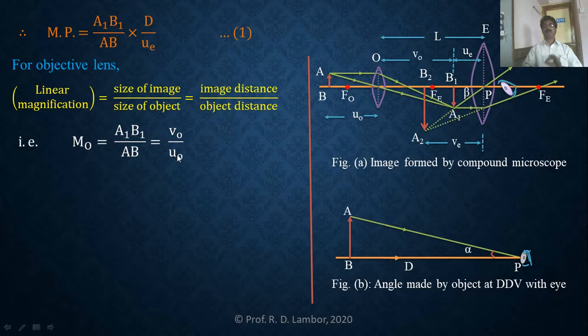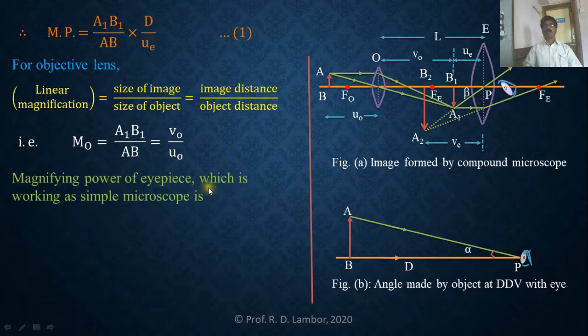Now we will find the magnification for the eyepiece. We know that the eyepiece is acting simply as a simple microscope. So the magnifying power of the eyepiece, which is working as a simple microscope, then the magnifying power of a simple microscope we get as D upon U. But here U is the object distance for the eyepiece, so we will mention here UE. So the magnifying power of the eyepiece can be written as ME, which is equal to D upon UE. Why do we use this formula? Because here the eyepiece is simply working as a simple microscope.